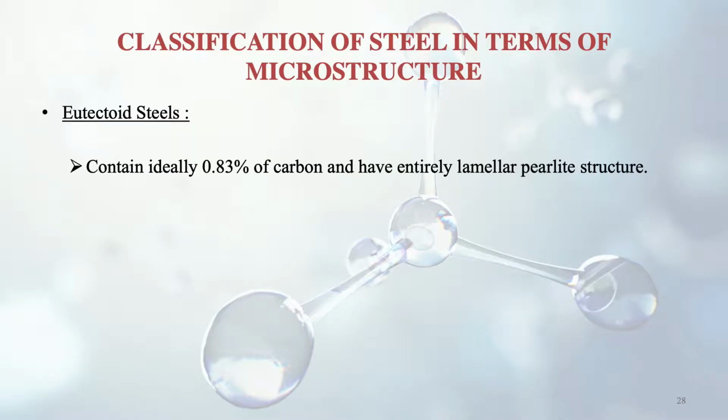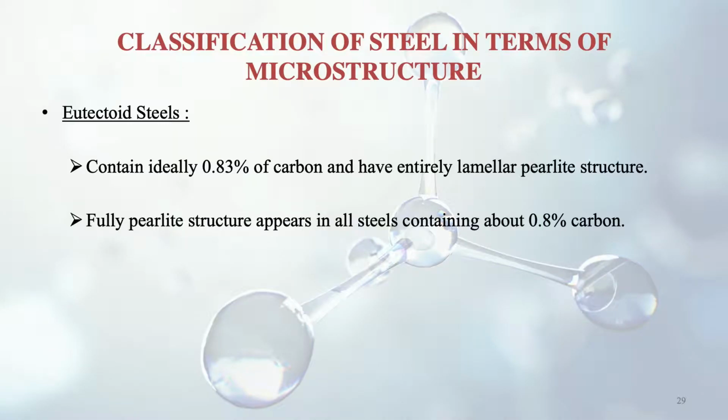So now we discuss the classification of steel in terms of the microstructure. There is a term known as eutectoid, and eutectoid steel. What does it signify? It shows that ideally 0.83% of carbon is present in the steel, and it has an entirely lamellar perlite structure. Like I told you earlier, around 0.8% only perlite is present. So eutectoid steel is about 0.83% carbon. Fully perlite structure appears in all steels containing 0.8% carbon.